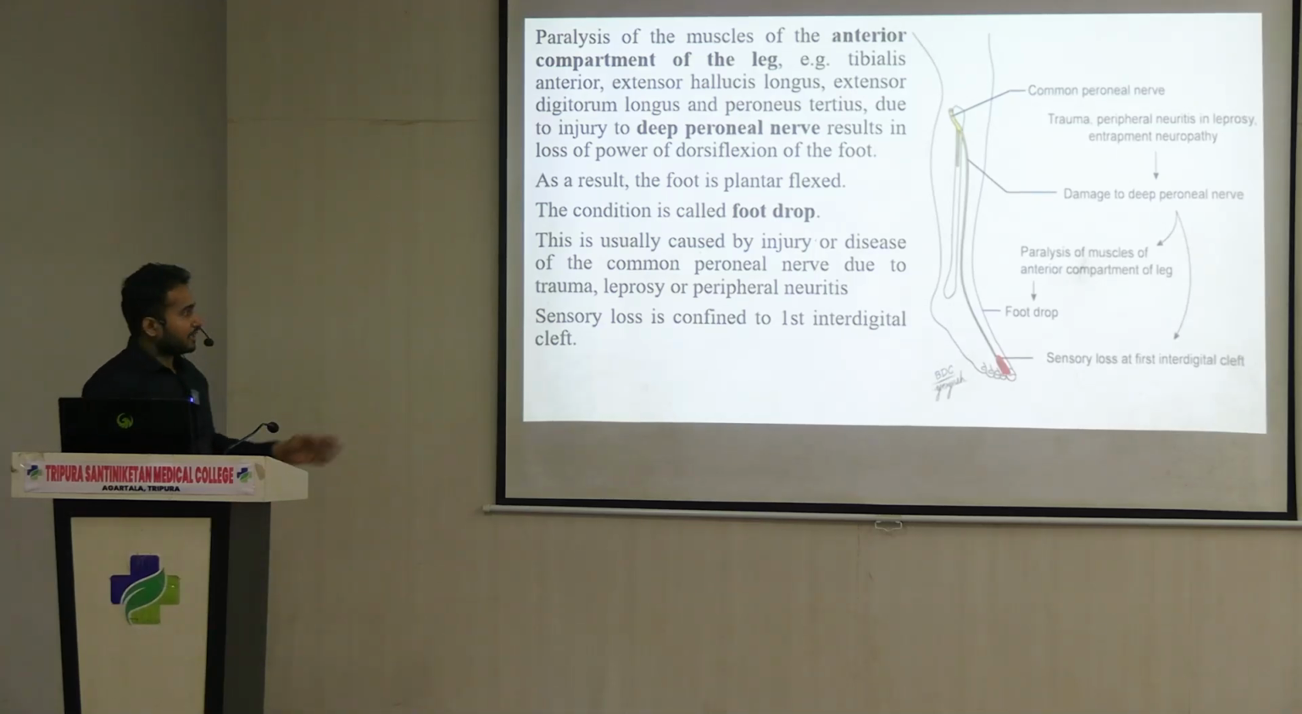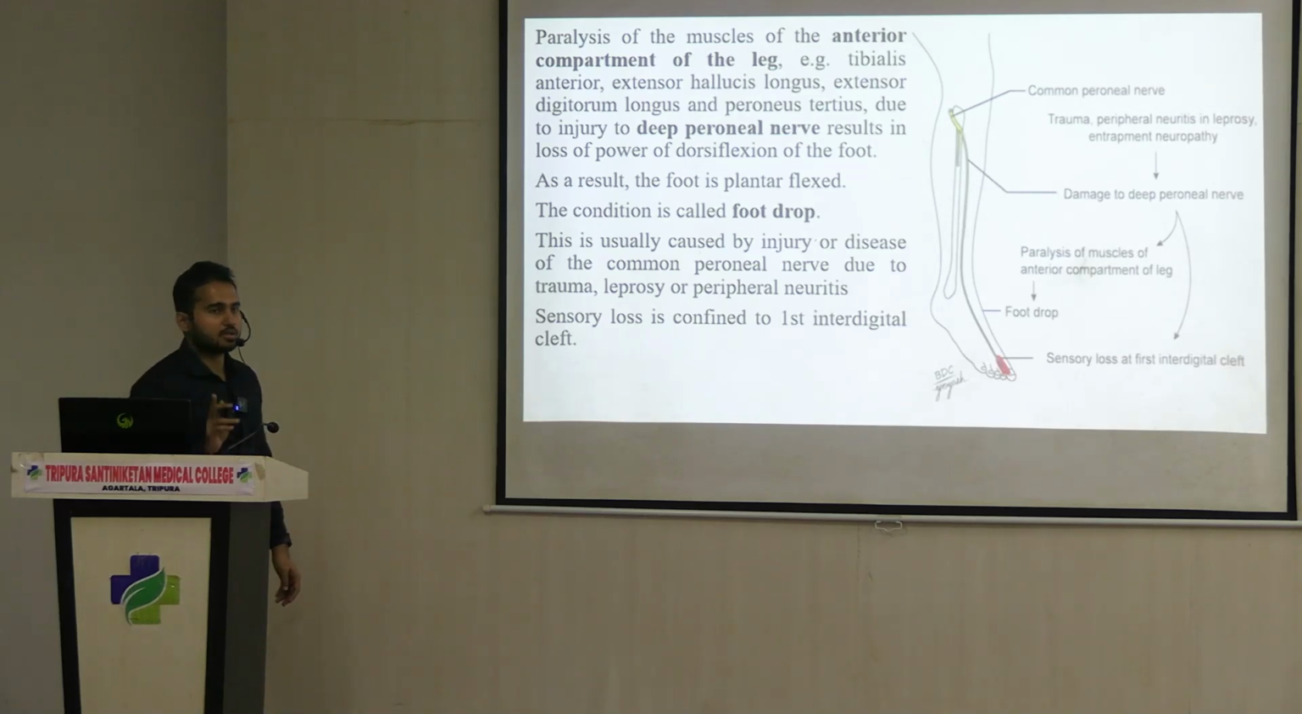Let's see. Now if there is a paralysis of the muscles of the anterior compartment of the leg. Now can anyone name the muscles of the anterior compartment of the leg? What muscles are there in the anterior compartment? Tibialis anterior, extensor hallucis longus, extensor digitorum longus and peroneus tertius. These are the muscles present in the anterior compartment of the leg. Now, if these muscles get paralyzed, at that time the foot drop occurs. Now, why do these muscles get paralyzed? Because of the injury of the deep peroneal nerve.